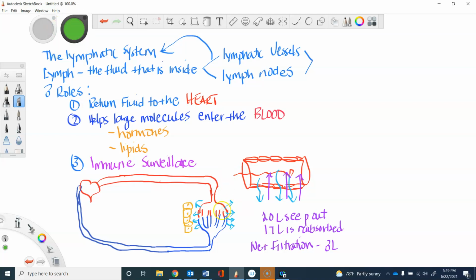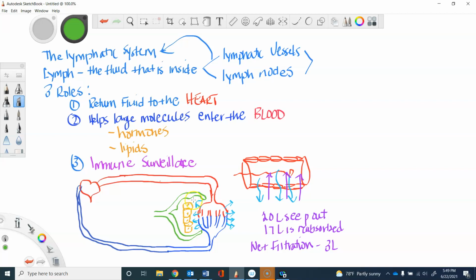The lymphatic system basically is a bunch of, this isn't a very good picture, but it's a bunch of vessels that are kind of wrapped around these capillary beds, and they function to absorb, bring in the fluid that's left over in that interstitial space.